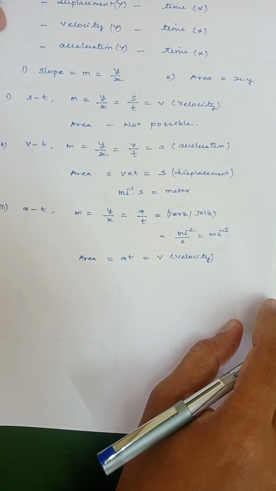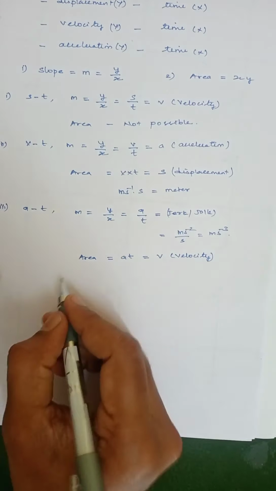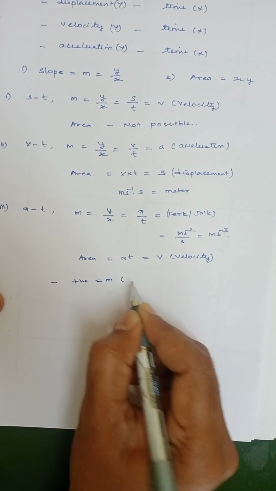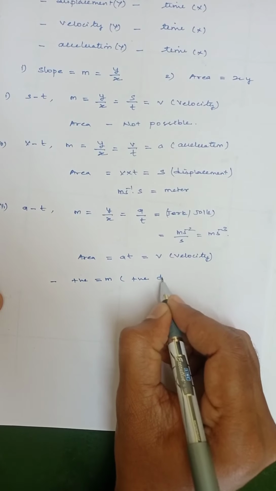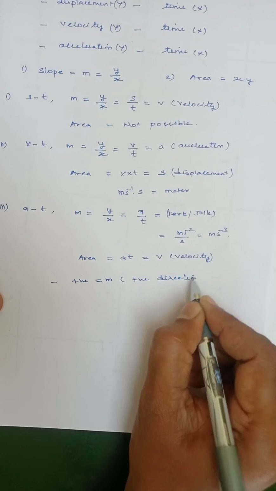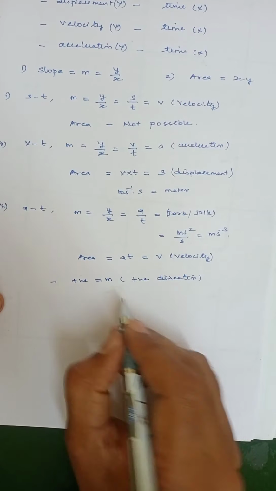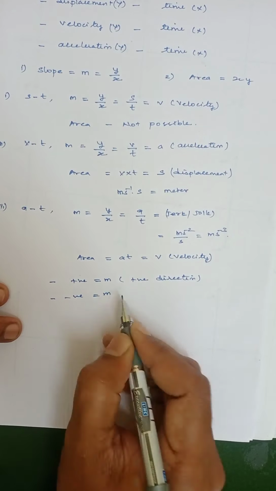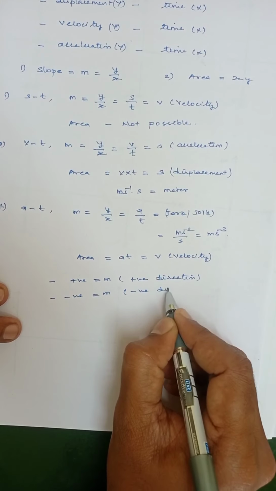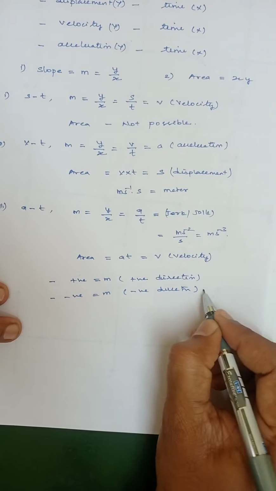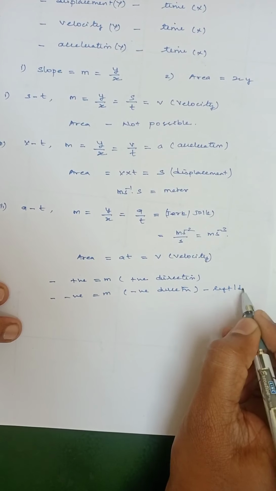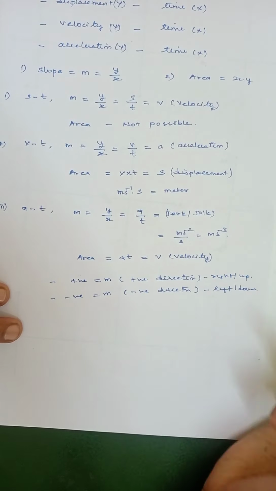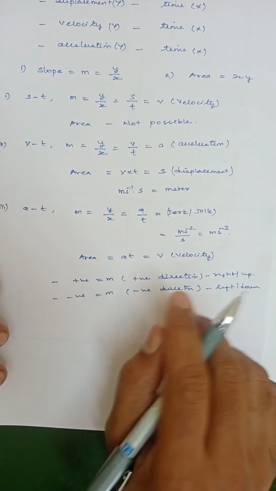Okay. And another important one is that a positive slope gives positive direction on the graph, which is to the right-hand side, and a negative slope gives negative direction, which is on the left side or down. These are some basic things.